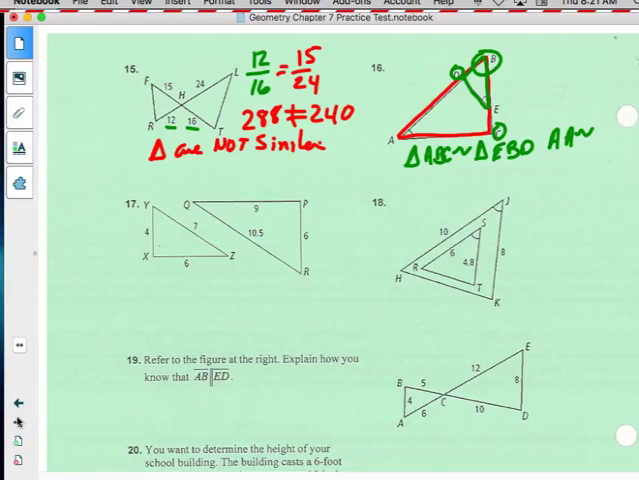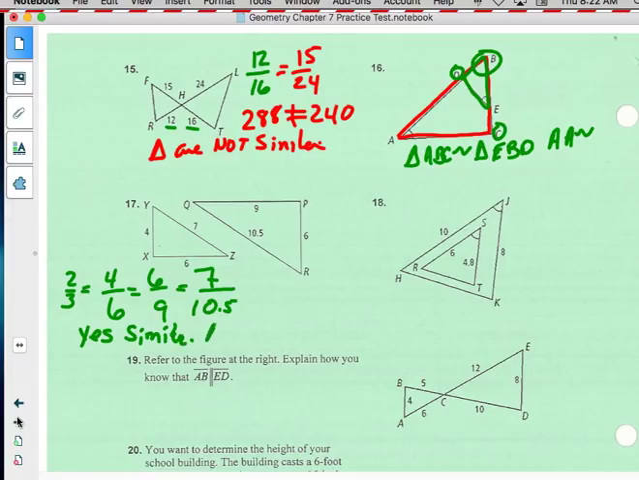In 17, I'm looking at side-side-side similarity because all the sides are given. So I'm going to line them up from least to greatest in the first one and hope they line up least to greatest in the second one, and see what's going on. They actually reduce to 2/3. And because of that reduction, these are similar. Okay, triangle ZXY is similar to triangle QPR because of side-side-side similarity.